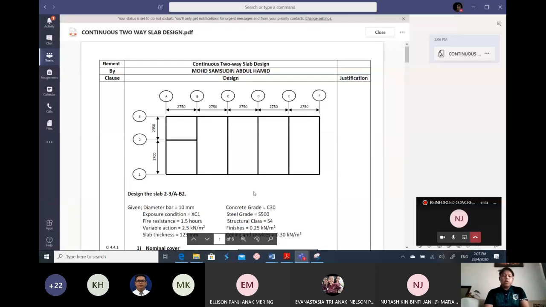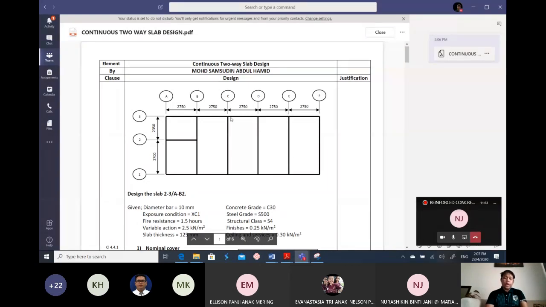For today's class, from the previous lecture, I already explained how to determine that the slab is a two-way slab. In my case here, I have this structure layout plan that is a combination of two types of slab, a one-way slab and also a two-way slab. All the slabs here are considered continuous slabs because they are connected to each other.